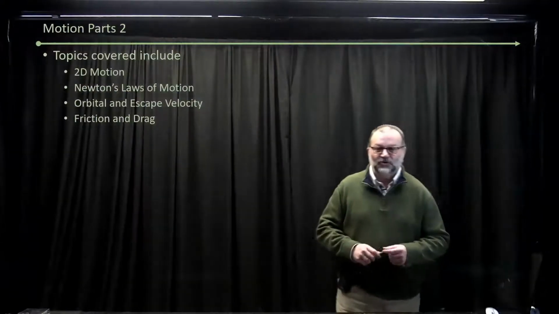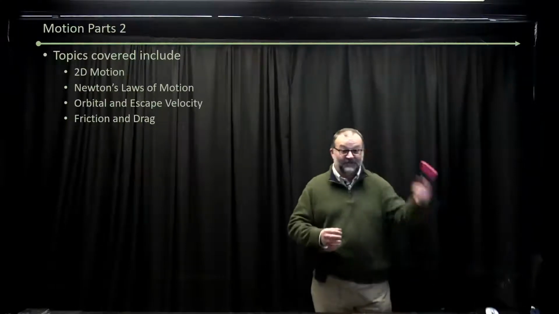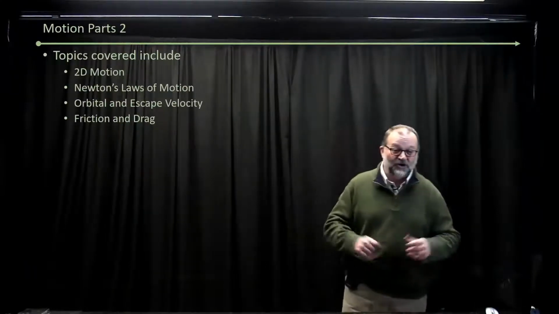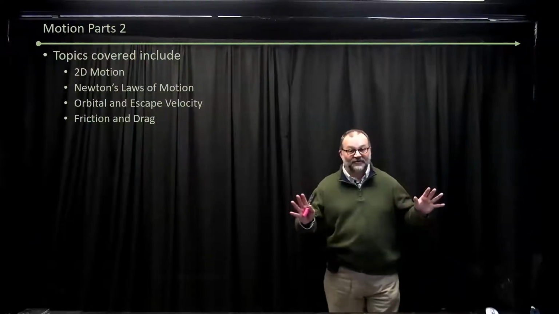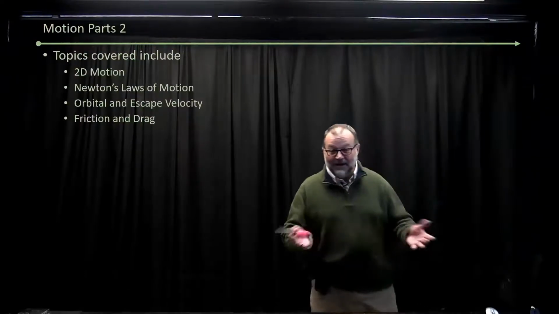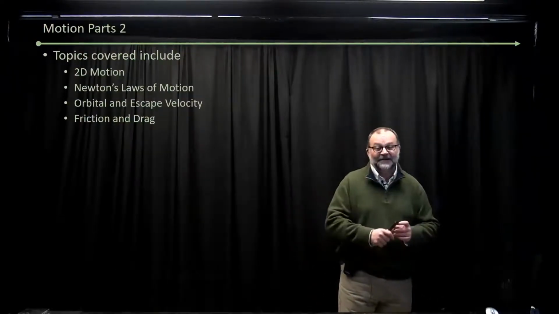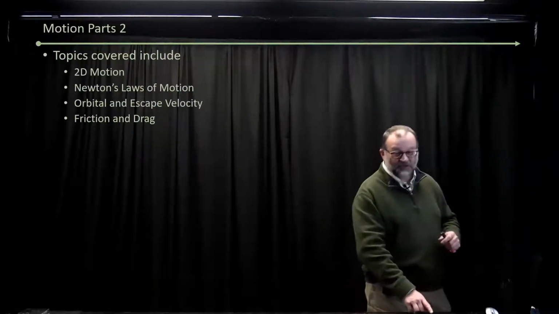In motion part 2, we're going to keep covering 2D motion, which is projectile motion for the most part. It's what we're going to be talking about. We're going to talk about Newton's laws of motion. We're going to look at orbital velocity and escape velocity, so you have an idea what those are. And we're going to look at friction and drag. So let's get started with projectile motion.